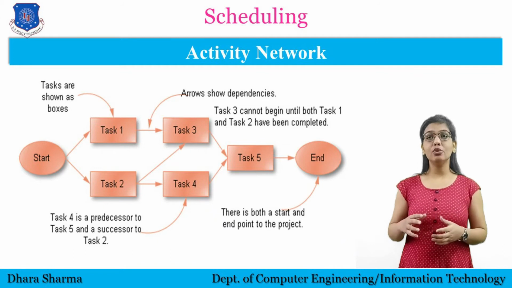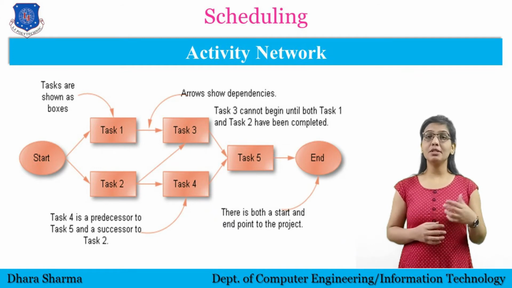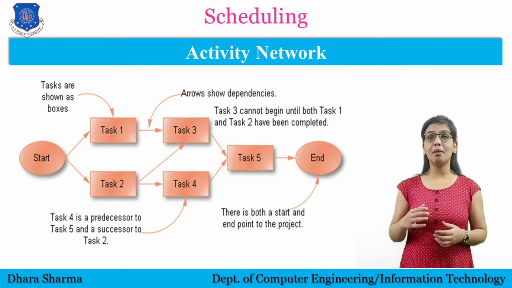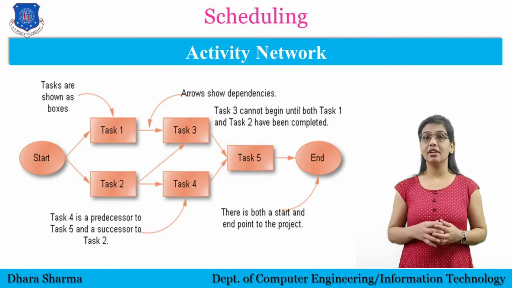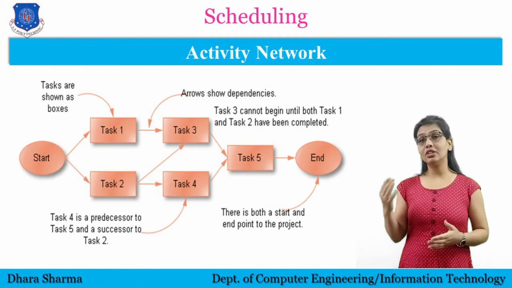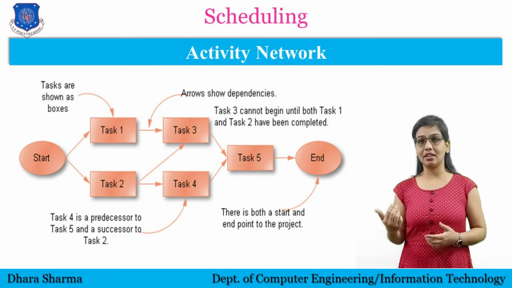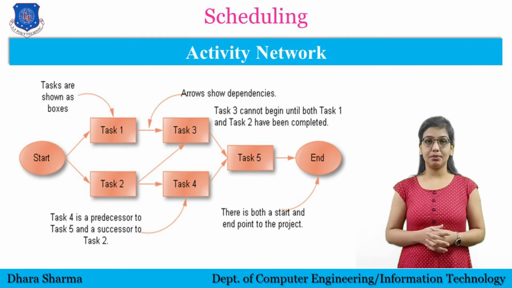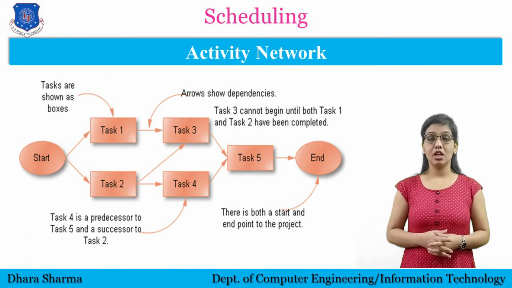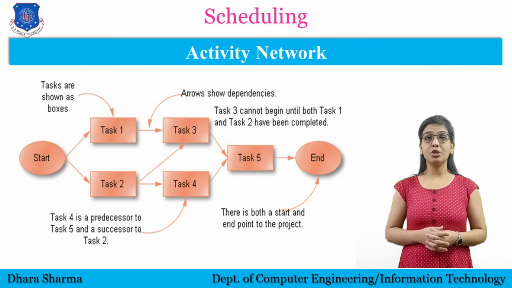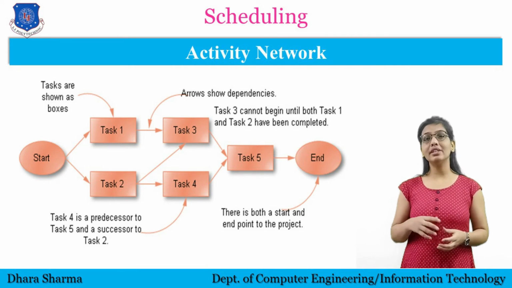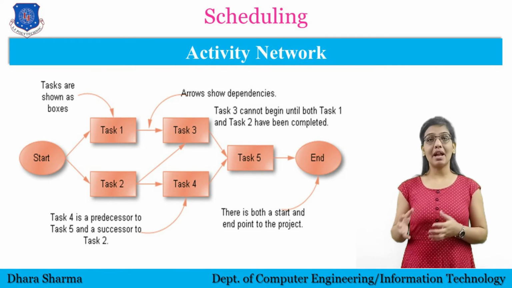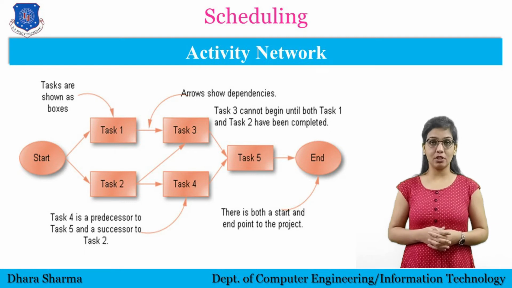Arrows pointing into a task box come from its predecessor task, which must be completed before the task can start. Arrows pointing out of the task box go to its successor task, which cannot start until at least this task is complete. So basically this scheduling method, which is the activity network, provides all the activities or tasks and their planned sequence in which they need to be executed, with the duration of completing each task.